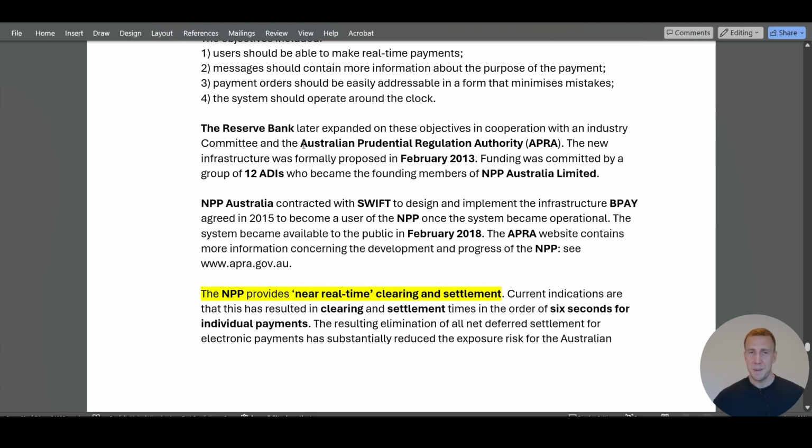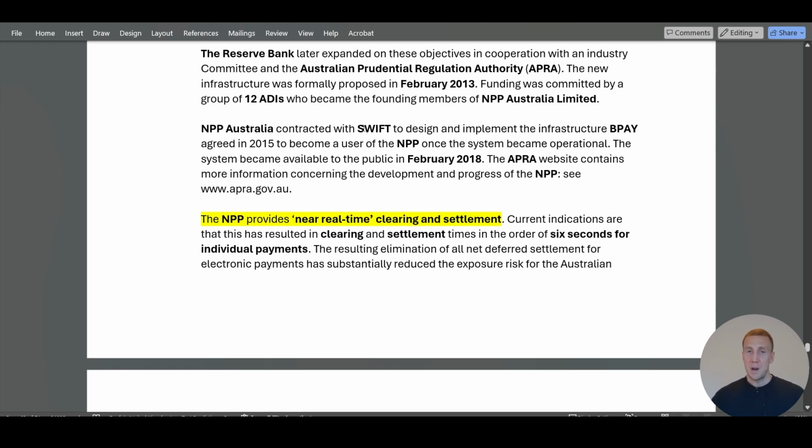So the Reserve Bank later expanded on these objectives in cooperation with an industry committee and the Australian Prudential Regulation Authority. The new infrastructure was formally proposed in February 2013. Funding was committed by a group of 12 ADIs who became the founding members of New Payments Platform Australia Limited. So these guys contracted with Swift to design and implement the infrastructure.